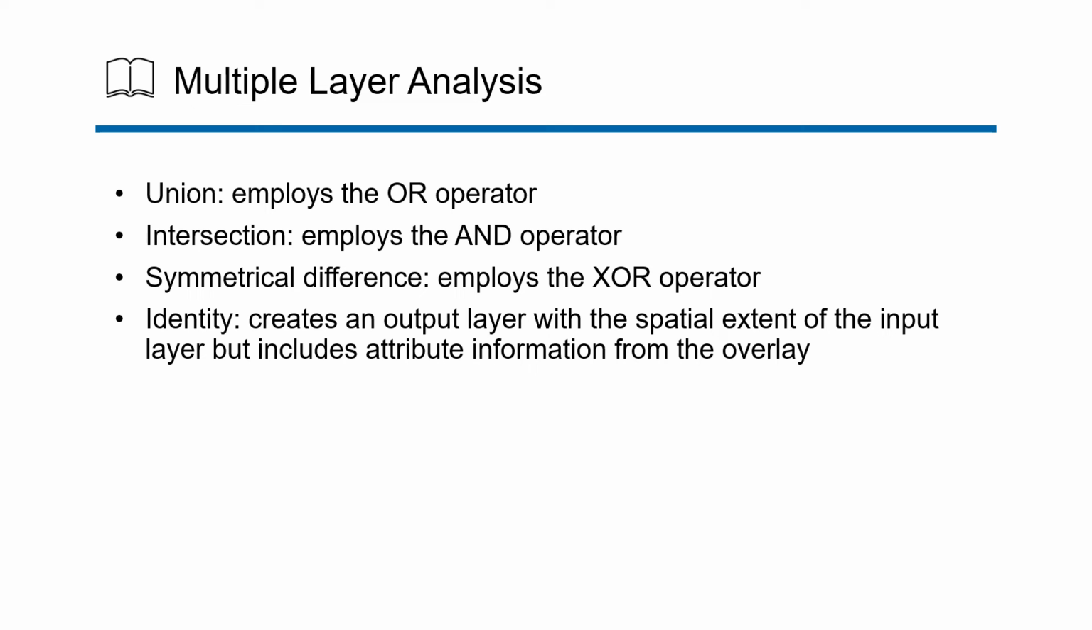Intersection is different. That's the and function. You have two polygons, A, and you have polygon B, and if you use the and function, A and B, only space that is common to the areas of polygon A and polygon B would be selected from the intersection. Symmetrical difference is kind of one of those unusual ones. I'm not going to spend too much time talking about those now. You will learn to do those in GIS 200 and 201. Identity creates an output layer with a spatial extent of the input layer, but includes attribute information from the overlay.